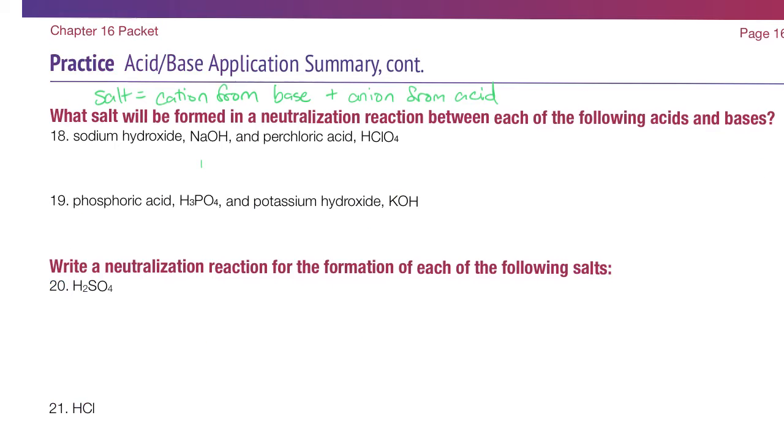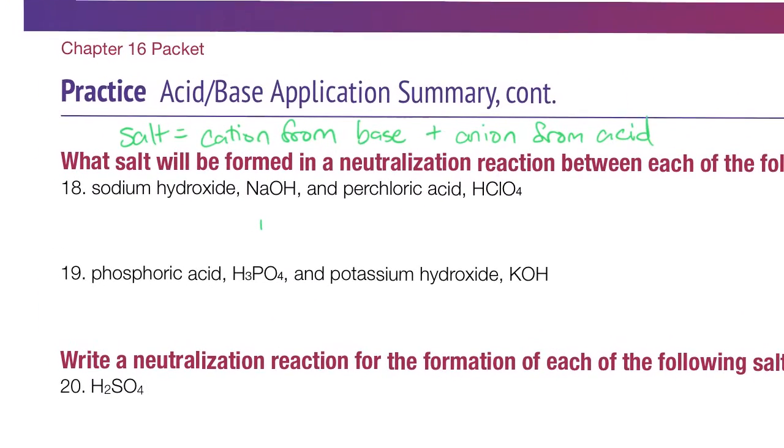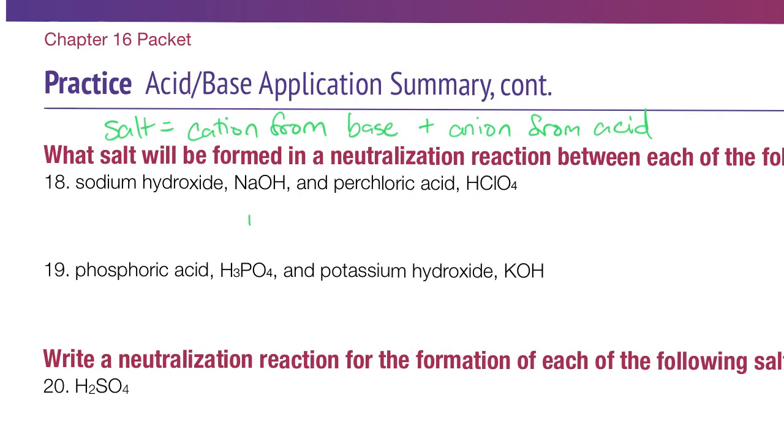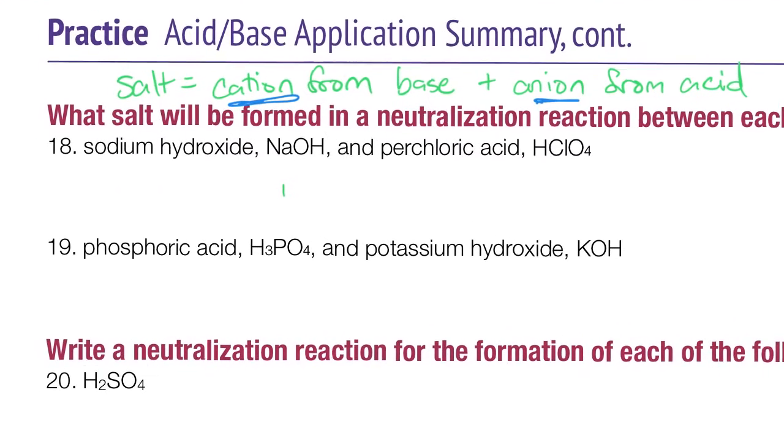All right, let's look at the last few problems. Numbers 18 and 19 ask what salt will be formed in a neutralization reaction between the given acid and base. So as a reminder, the cation is the first ion in the base formula, whatever's in front of the OH, and the anion in the acid formula is whatever is after the H. It's the second part of the acid formula. Cations are first, anions are second.